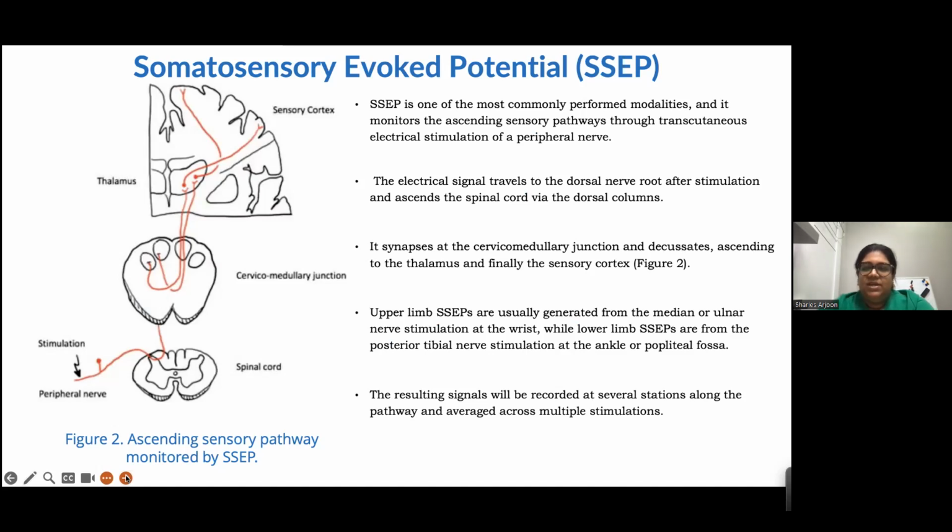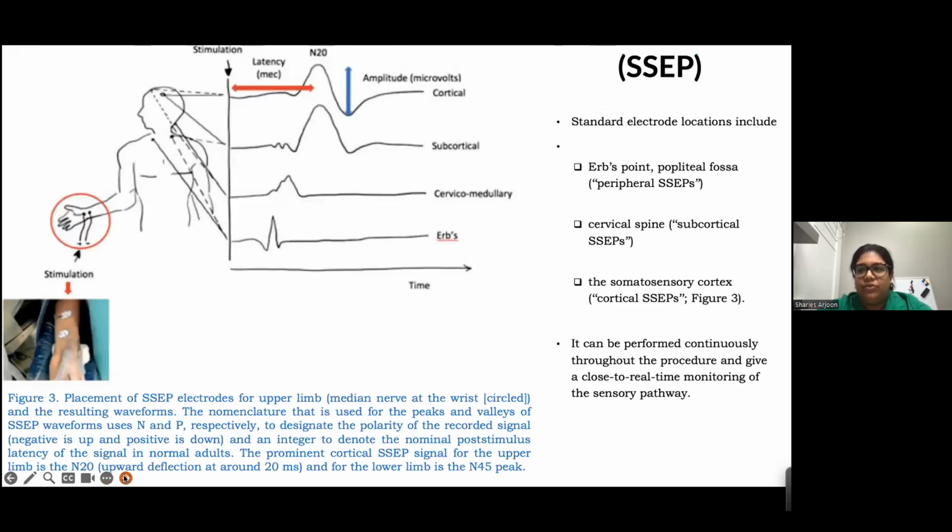The upper limb SSEPs are usually generated from the median or ulnar nerve stimulation at the wrist, while lower limb SSEPs are from the posterior tibial nerve stimulation at the ankle or popliteal fossa. The resultant signals will be recorded at several stations along the pathway and averaged across multiple stimulations. Standard electrode locations include Erb's point or the popliteal fossa for peripheral SSEPs, the cervical spine in subcortical SSEPs, and the somatosensory cortex in cortical SSEPs.